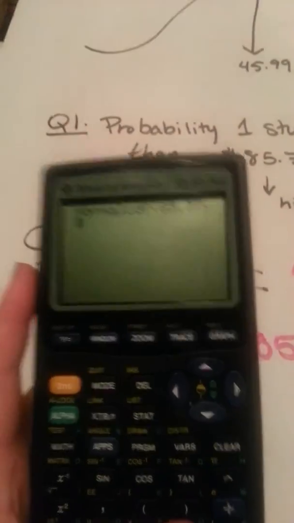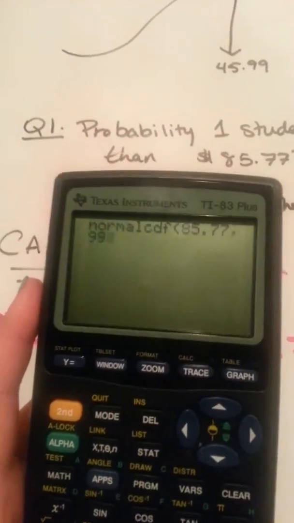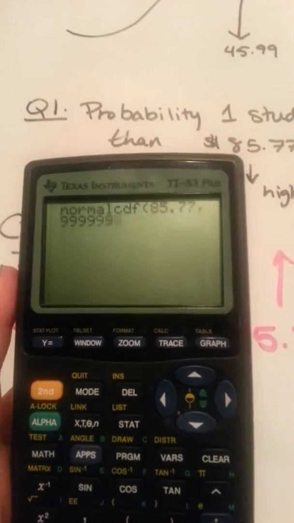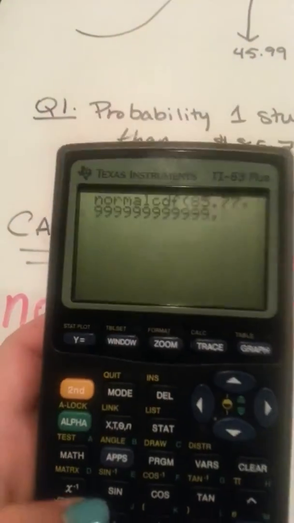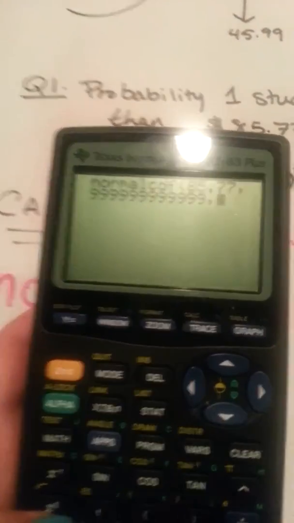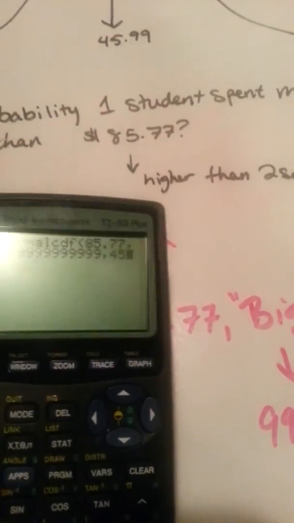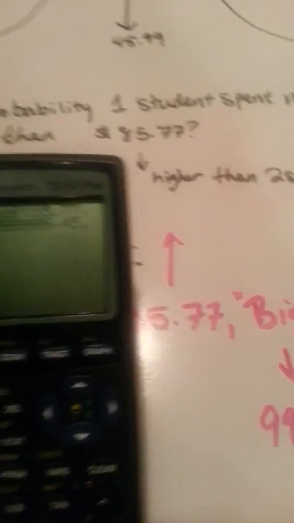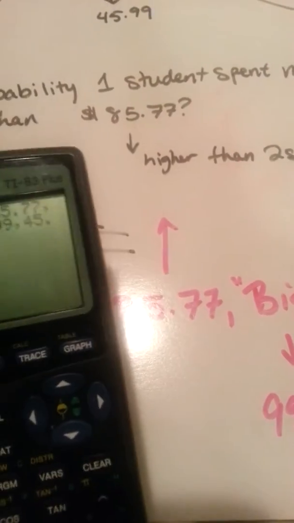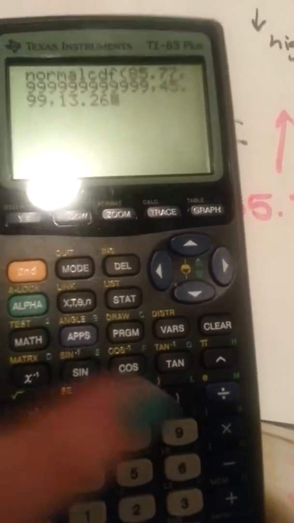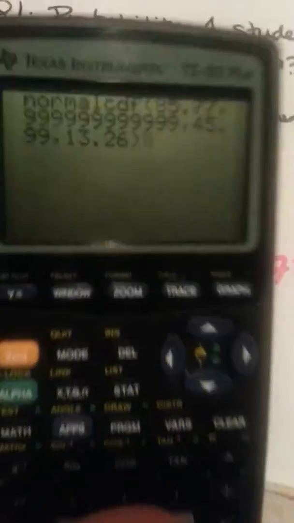Just as many 9s as you want. I wouldn't go too crazy, but you can't just leave it at like 4; you need that many just to be safe. Comma, and your calculator will know that you mean basically infinity. Then you put in the mean and the standard deviation: 45.99, comma, and then 13.26. This time you close the parentheses, which is right above the 9.